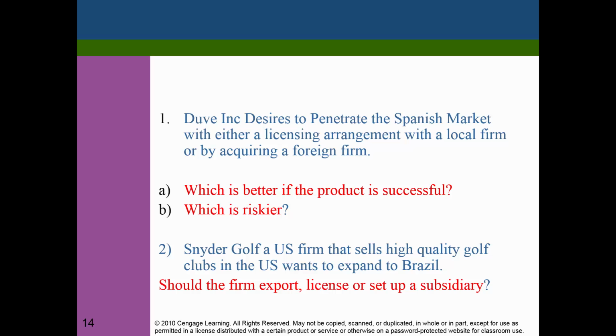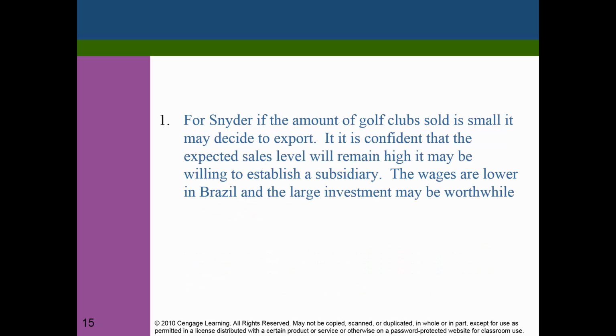Now, the second one, Snyder Golf, a US firm that sells high quality golf clubs in the US, wants to expand to Brazil. Should the firm export, license, or set up a subsidiary? So, if you look at the three choices, what we will say here is that if they're not going to sell too many golf clubs, it's better off to export. On the other hand, if they're confident that the market is going to be really good, perhaps they might want to establish a subsidiary. And why should they do that?